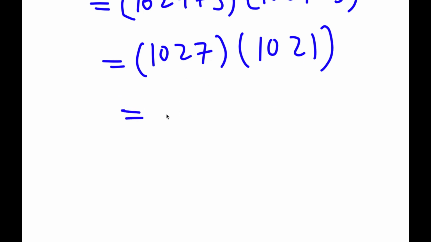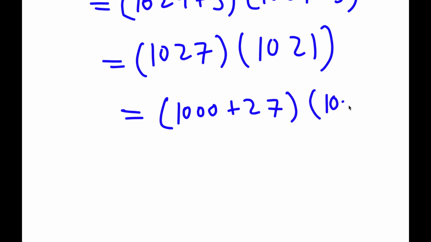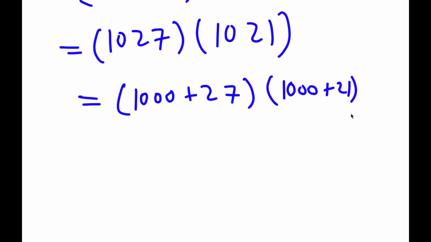Now, 1027 I can rewrite as 1000 plus 27. And 1021 I can rewrite as 1000 plus 21. So now I have 1000 plus 27 times 1000 plus 21. So to solve this, I'm actually going to distribute. So I'm going to start by distributing the 1000 here.